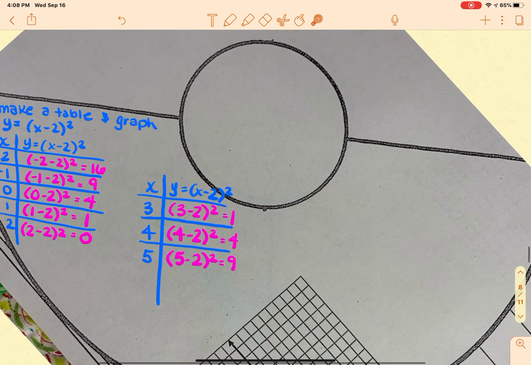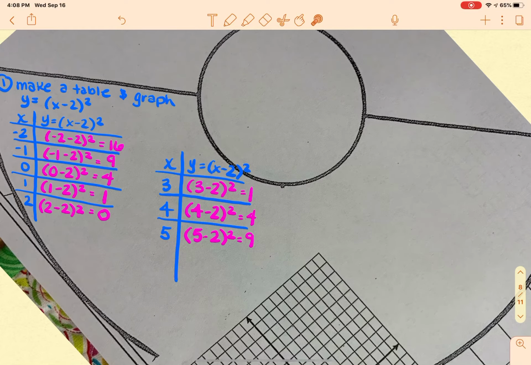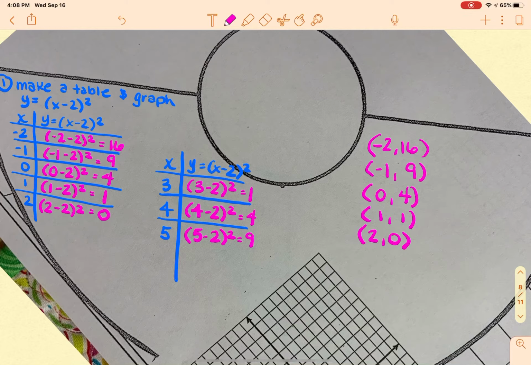So let's use this spot over here and start to get our points together. So this will be my first one. So negative 2, 16. Negative 1, 9. 0, 4. 1, 1. 2, 0. And those all come from here. Now I'm going to go here. 3, 1. 4, 4. And 5, 9. Okay, now my job is to take these points and graph them on here.